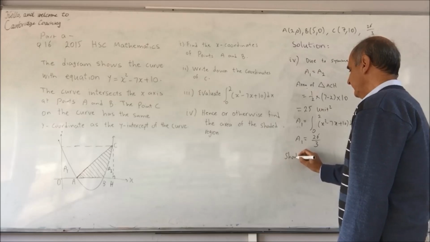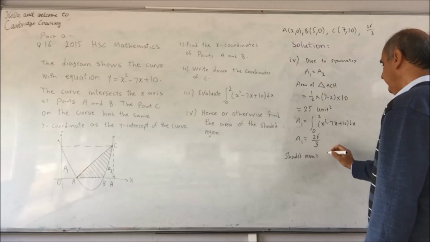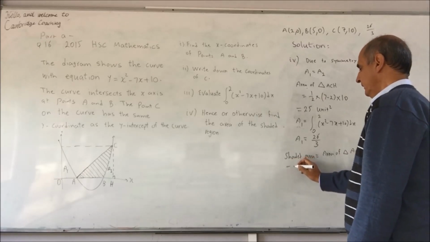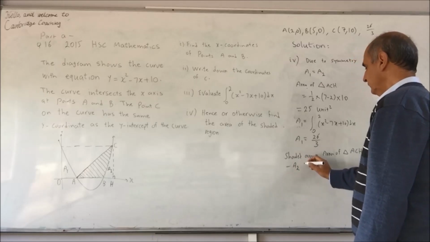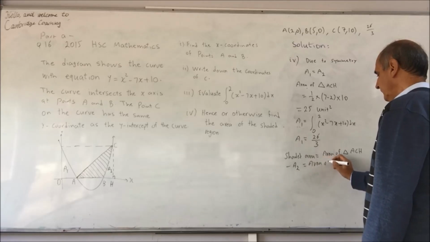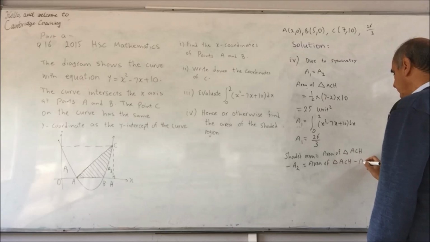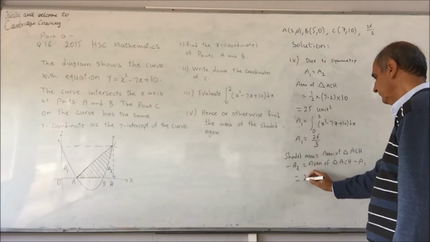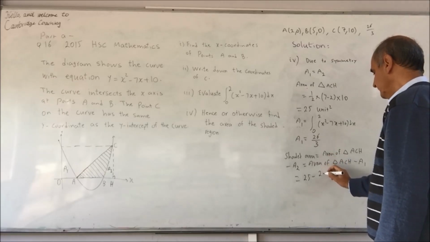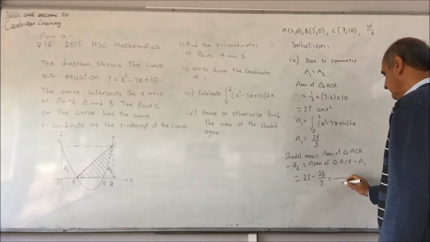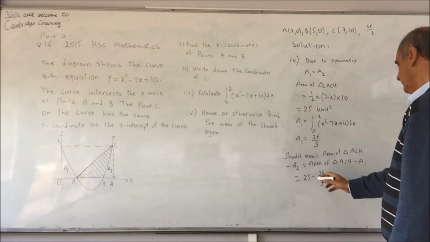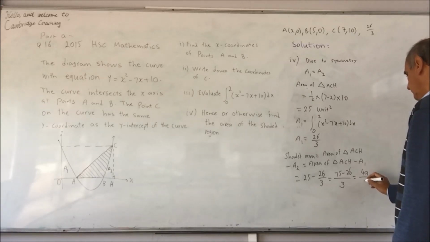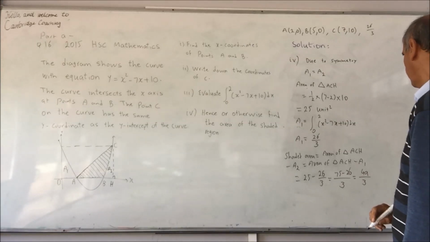Now I can say that the shaded area is equal to the area of triangle ACH minus area 2, which is equal to area 1. So the area of triangle ACH take away area 1, because area 2 is the same as area 1. And I've got the answer to all of them. The area of the triangle was 25, and area 1 was 26 on 3. That will give me 75 minus 26, and that will be 49 on 3 square units.